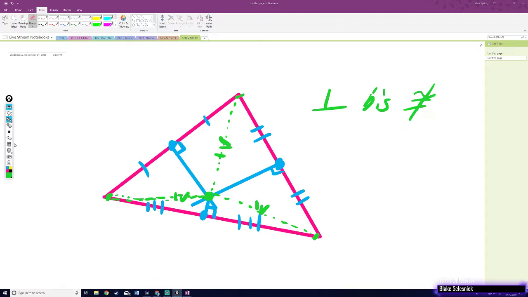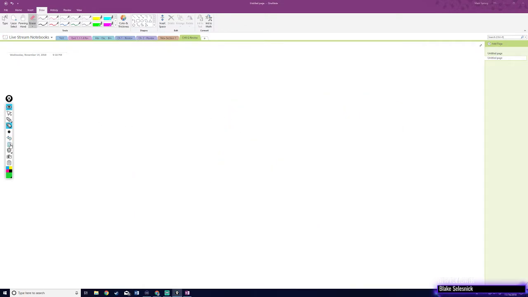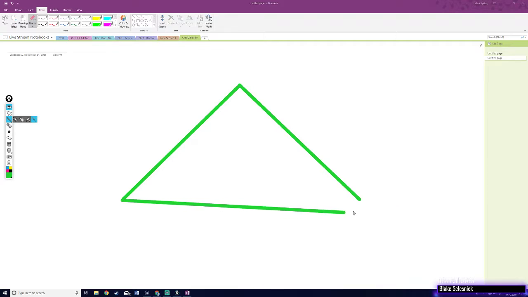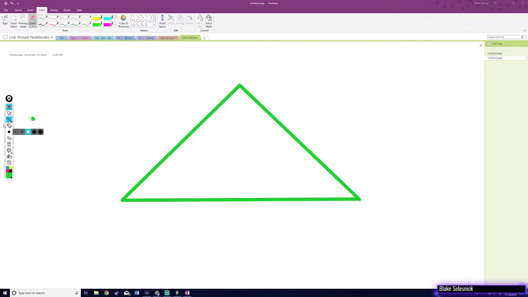So if I make another triangle here. Whatever, you know what? Let's just clear it all and I'll just make it again. Okay, so if I make another triangle and we look at the angle bisectors, an angle bisector is just a line that splits the angles.